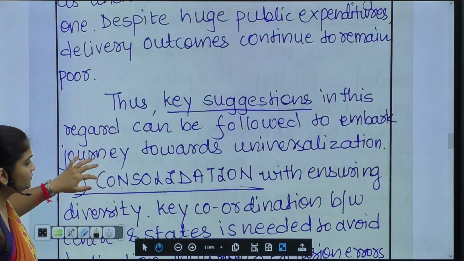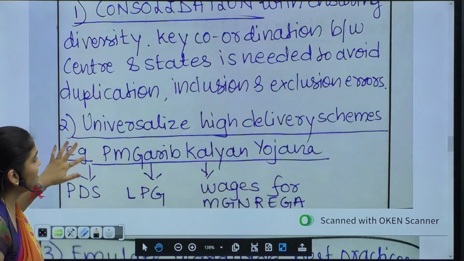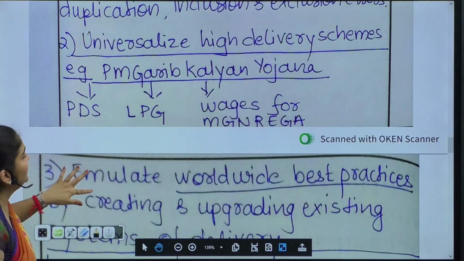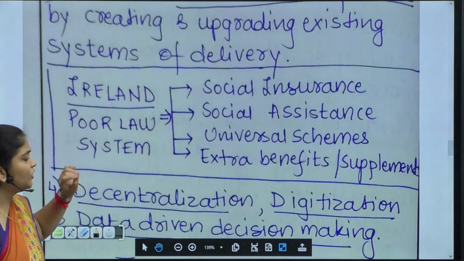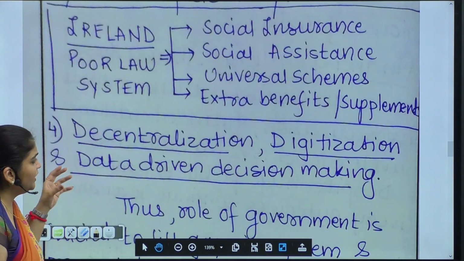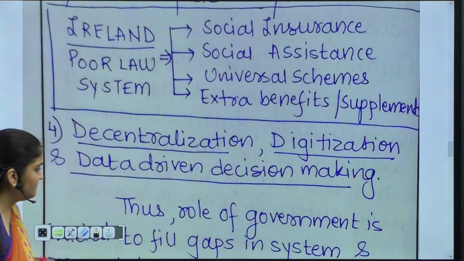Then give reforms also, how it can be done, consolidation, right? How we can universalize health delivery schemes, worldwide best practices like the Ireland model we can also adopt, decentralization, digitization, okay? Use such keywords in your answer, a lot of keywords, all right?